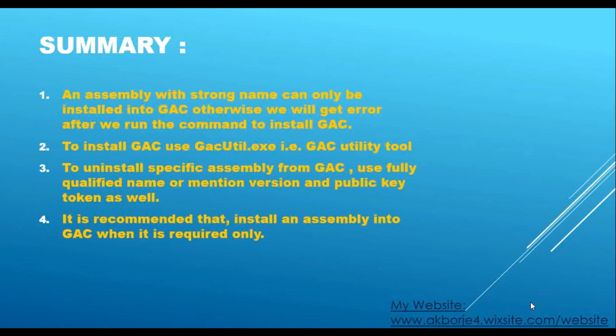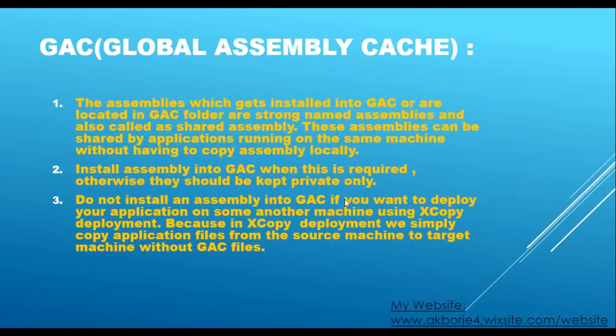And again, one important point, it is recommended that you install an assembly into the GAC only when it is required. I have explained that also. If you are doing an Xcopy deployment of your application, then with Xcopy deployment we simply copy application files from the source machine to the target machine without GAC files. So that's why it is recommended only when required that you install an assembly into the GAC. Otherwise, there is no need.